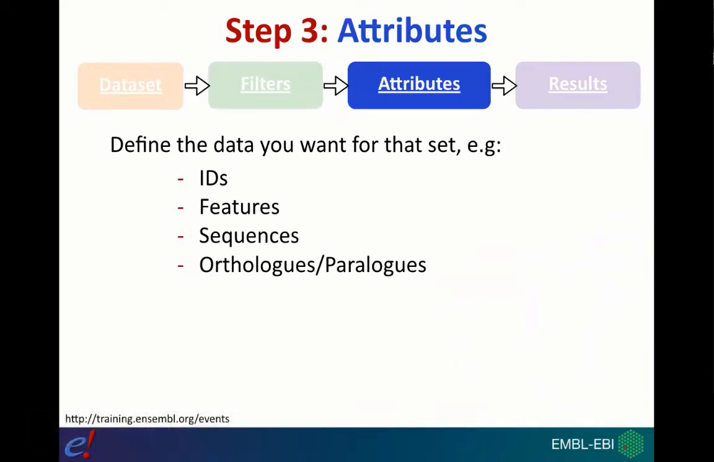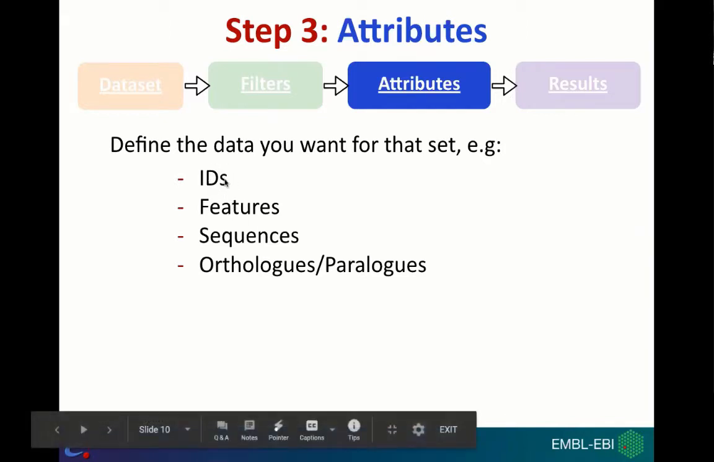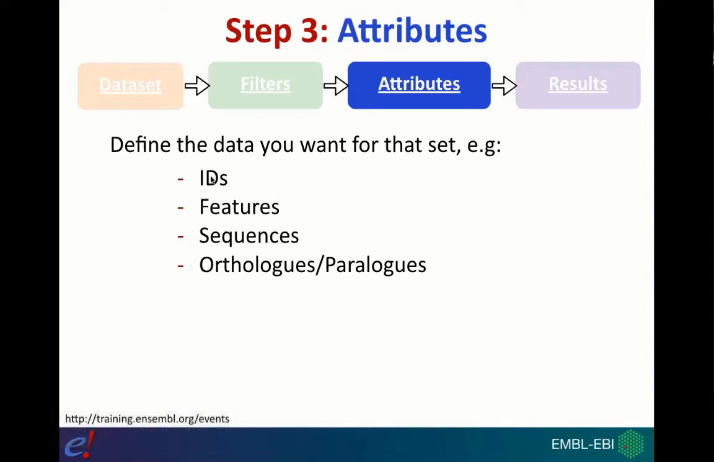Step 3 is to then choose your attributes. This is where you define the data that you want to retrieve for the things that you defined with your filters. You say, of the things that I chose with my filters, this is what I want to retrieve about them. You might want to get IDs, from Ensembl or from external databases. You might want to get information about the gene features themselves, like the exons and the transcripts. You might want to get the sequence of the genes and the transcripts, for example. And you can also get ortholog and paralog predictions as well. Again, this is just a summary snapshot of some of the things that you can retrieve, but we'll go through this in a bit more detail in the demo as well.